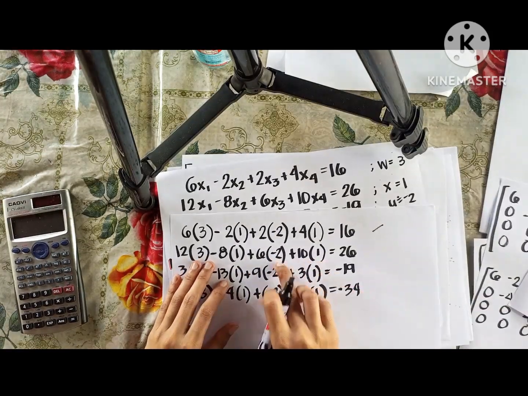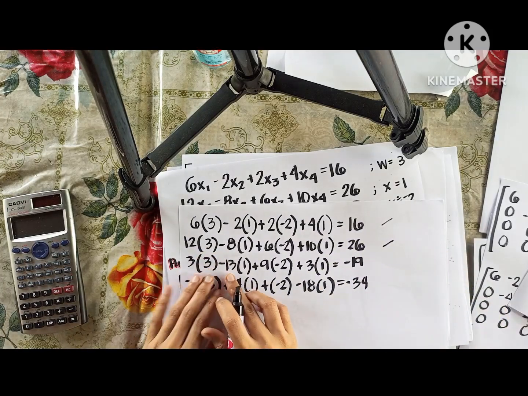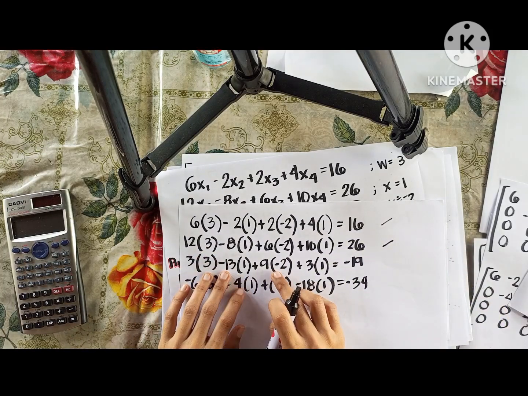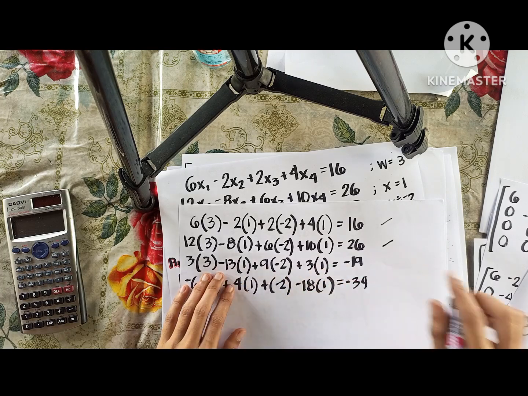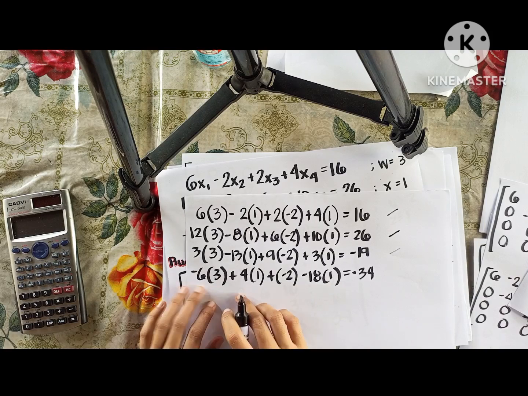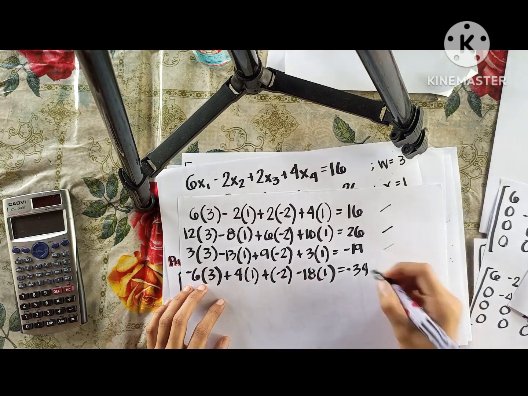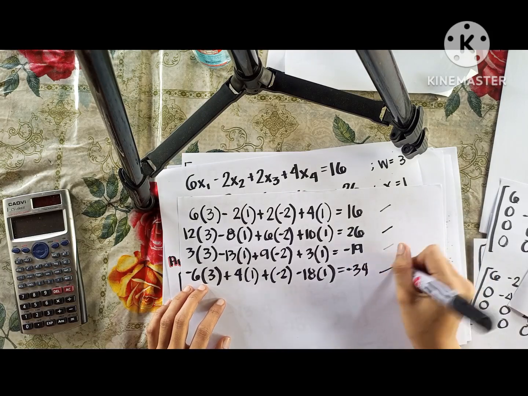plus 10, that is 1, so it is equal to 26, which is equal to 26 here, so that is still correct. Now, 3 times 3 is equal to 9, minus 13, plus 9 times negative 2, that is negative 18, plus 3 times 1, that is 3, which is equal to negative 19, which is still negative 19 here, so that is correct. And for negative 6 times 3, that is negative 18, plus 4 times 1, that is 4, plus negative 2, minus 18, which is equal to negative 34, so we have here negative 34, that is correct.